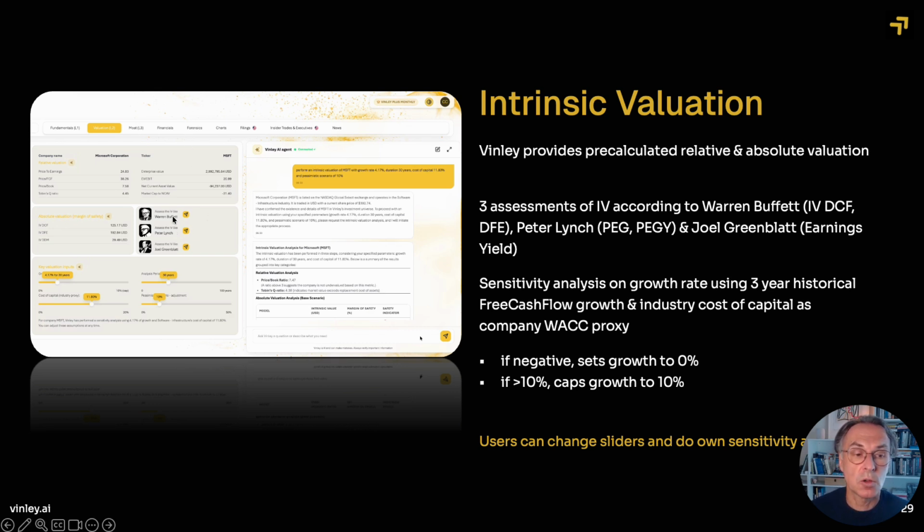And then what you can do, of course, you can send prompts. You can say, assess the IV like Warren Buffett, assess the IV like Peter Lynch, assess the IV like Joel Greenblatt. So Warren Buffett, I mean, for those who have done the other value investing training, that's a typical intrinsic value DCF, discounted future earnings and dividend discount model. For Peter Lynch, it is going to be the price to earnings growth, the price to earnings growth yield, and for Joel Greenblatt, it is going to be the earnings yield. So that's a little bit what is different in those 3 methods. And I have to be honest, I'm more a Warren Buffett type of investor. But we have users who like to have the perspective of Peter Lynch.